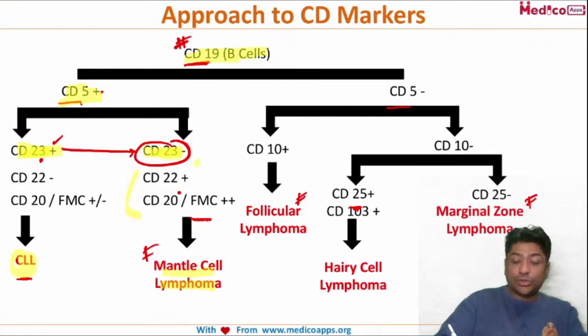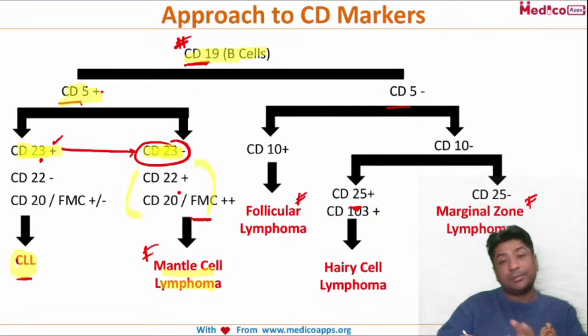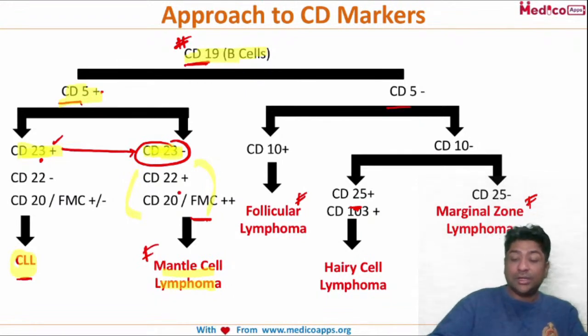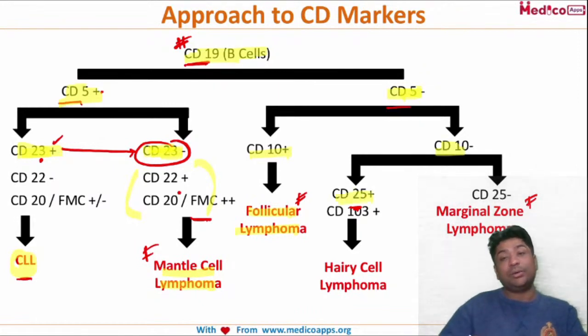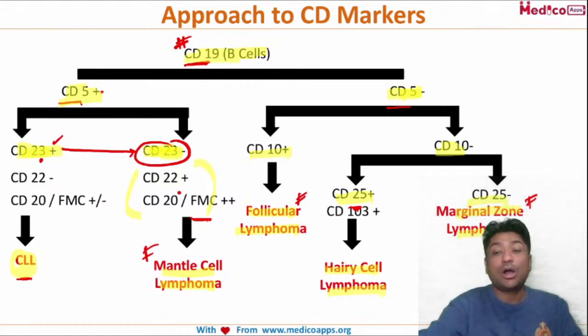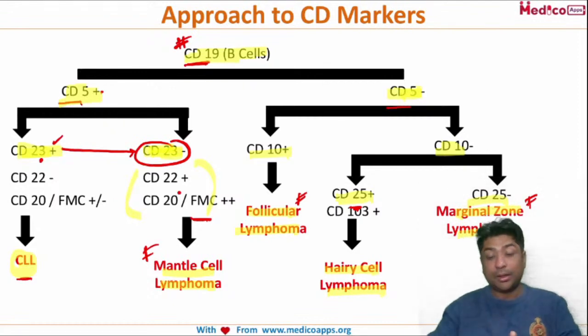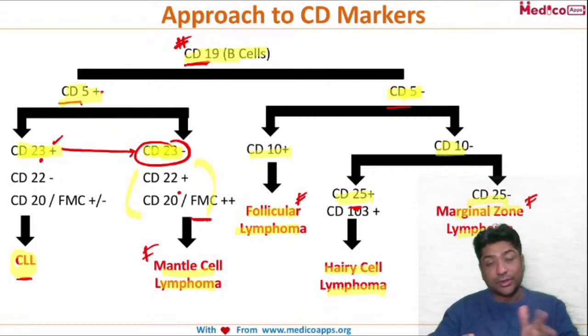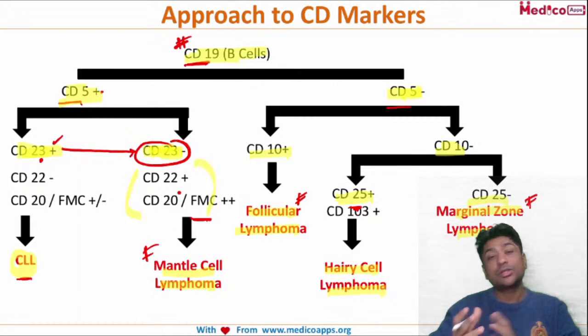Yes, others also you can remember, but it is primarily with the help of CD23 you will be able to diagnose. If CD5 is negative, then you will look at CD10. If CD10 is positive, it is follicular lymphoma. If CD5 is negative and CD10 is also negative, then you quickly look at CD25. If CD25 is present, it is hairy cell. If CD25 is negative, it is marginal zone lymphoma. So this is how you approach CD markers when you are given a flow cytometry finding, because a lot of clinically integrated questions are asked these days.